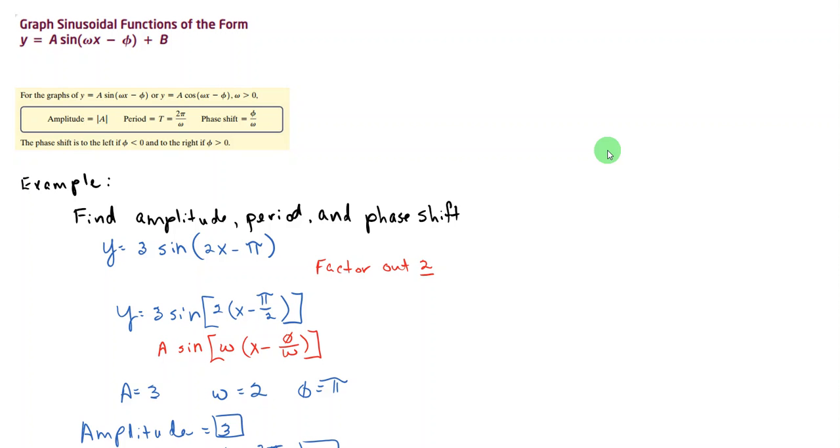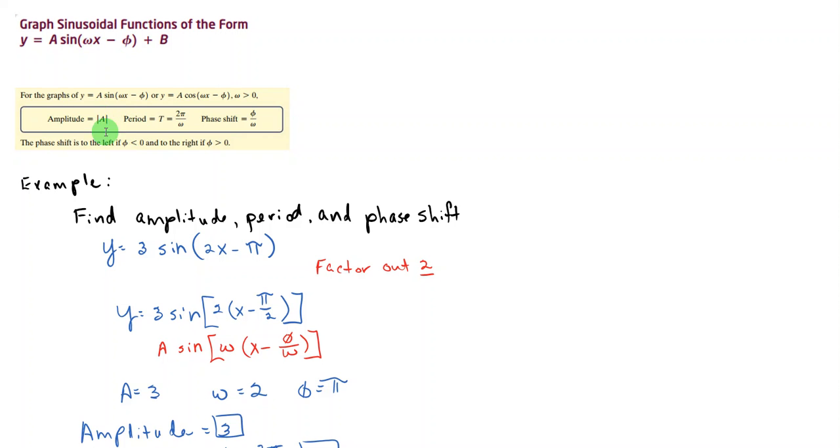This is section 6.6, and this is about graphing when we do have a phase shift. The phase shift happens inside the parentheses, inside the argument. So in this, we still have the basic things.